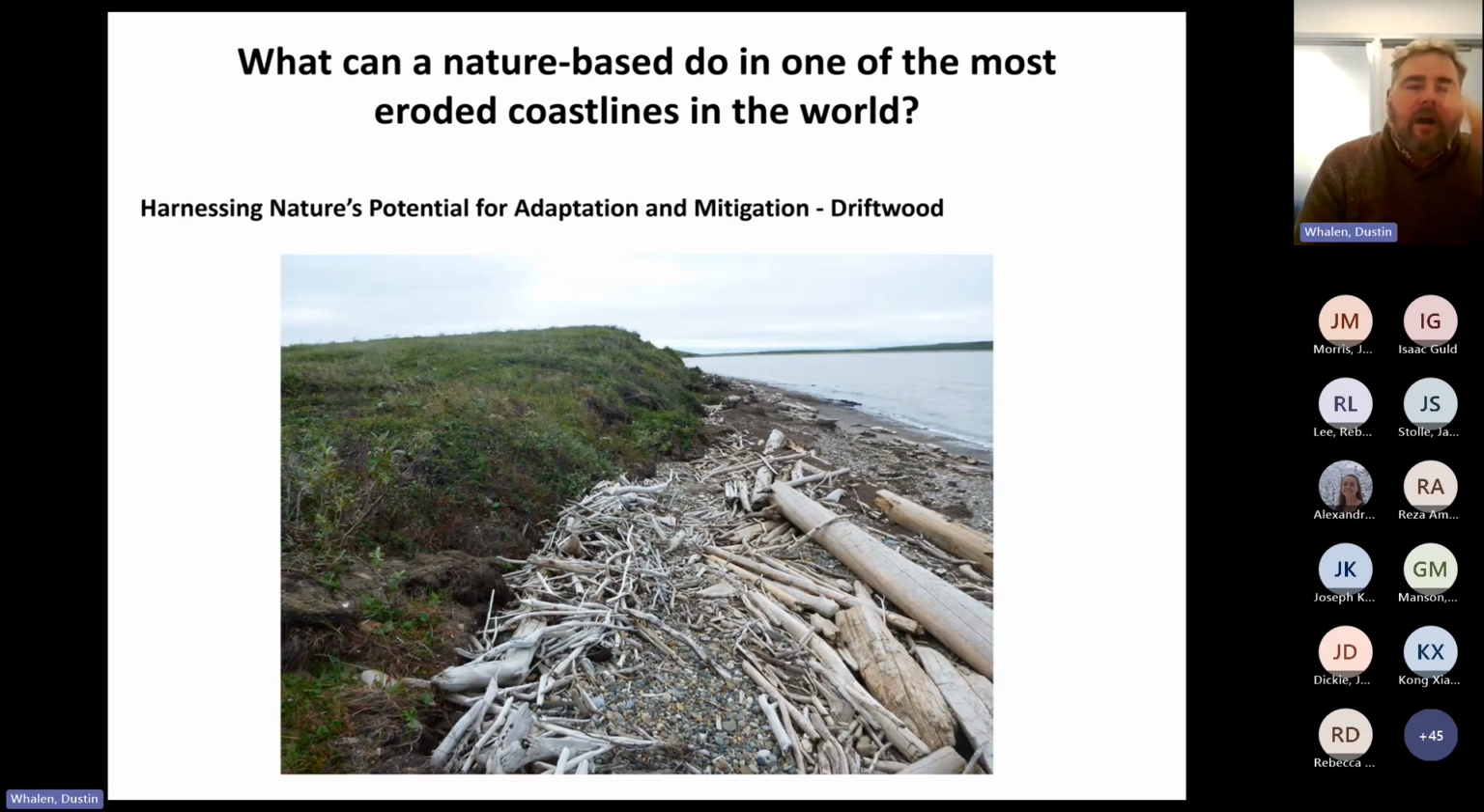So my next idea, harnessing nature's potential for adaptation and mitigation through driftwood. Driftwood is very popular there. There's lots of pockets of driftwood everywhere.